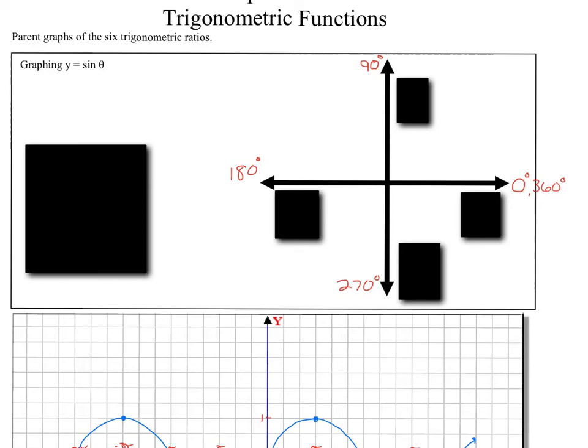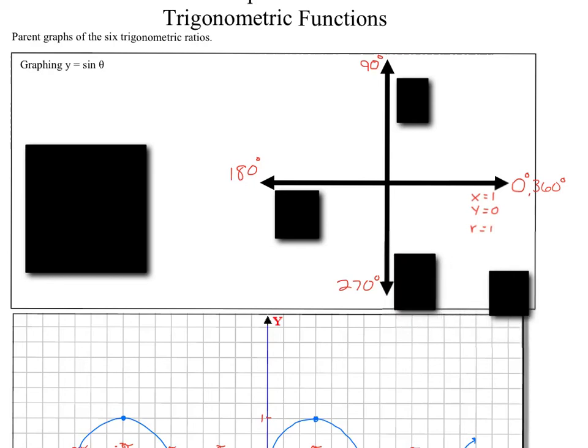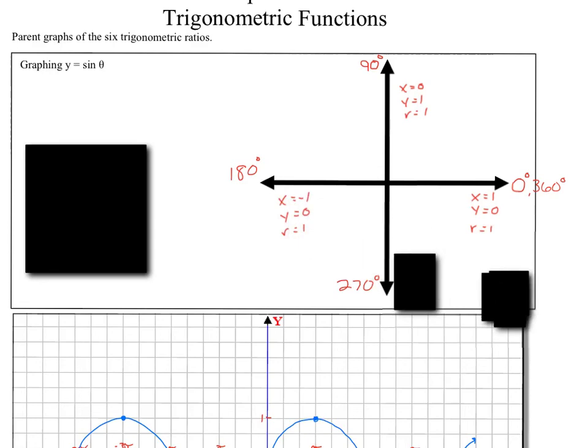Then I'm going to mark what x, y, and r are at those locations. At 0 degrees, x is 1, y is 0, and r is 1. At 90 degrees, x is 0, y is 1, and r is 1. At 180, x is negative 1, y is 0, and r is 1. And at 270, x is 0, y is negative 1, and r is 1. Things that we've talked about before. That's a review for you.